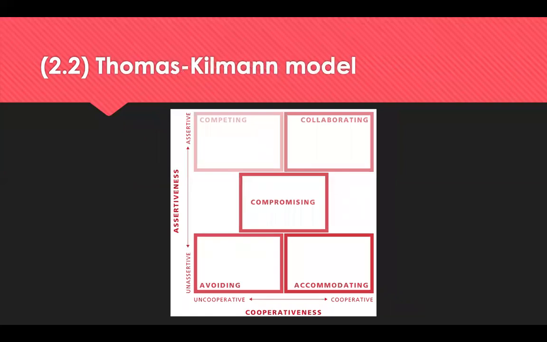Now, the Thomas-Kilmann model is also designed to measure a person's behaviour in conflict situations. Competing is assertive but uncooperative, so an individual pursues their own concerns at the expense of others. Accommodating is an unassertive and cooperative stance, so it's the complete opposite of competing. So when you're accommodating, you neglect your own needs to satisfy others. Avoiding is both unassertive and uncooperative, so you neither pursue your own concerns nor those of others.